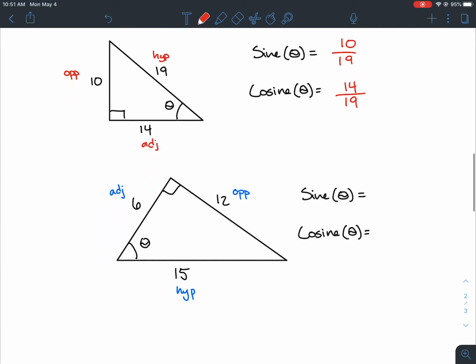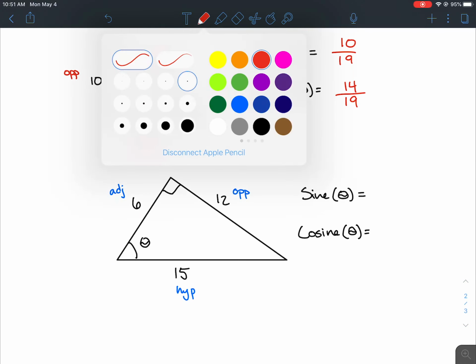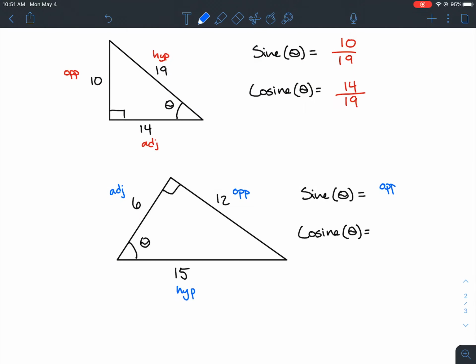So let's go to the next problem here. Sine is our opposite over hypotenuse. So if I look for the opposite side, the opposite on this one was 12 over 15. And you can reduce these if you want. You could leave it as 12 over 15 for now, or you could reduce it to 4 over 5. Either one of those works.